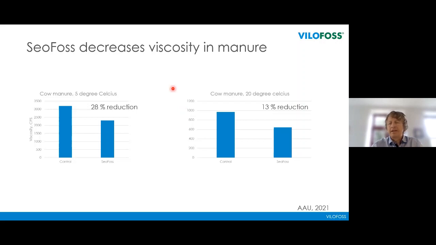And it's always like that when the temperature increases, there is more movement in the whole material and the viscosity decreases. So it's nice to find it here also. But the effect of Seofoss was found to be 28% at the low temperature and 13% at the higher temperature.